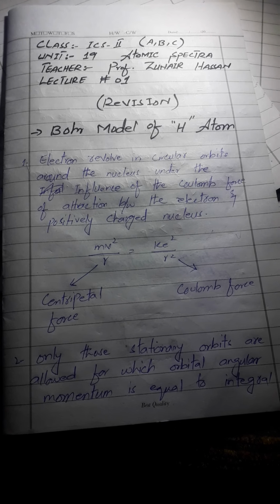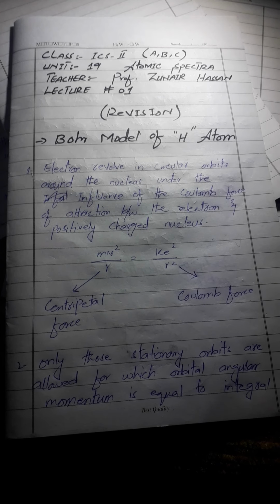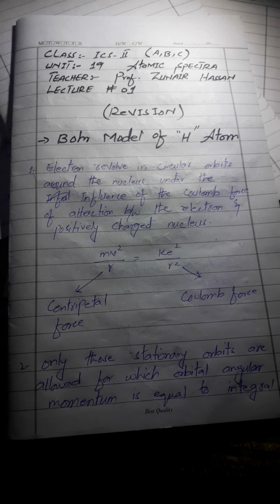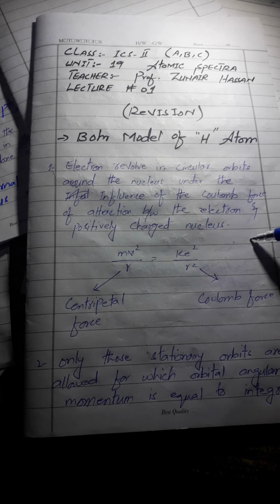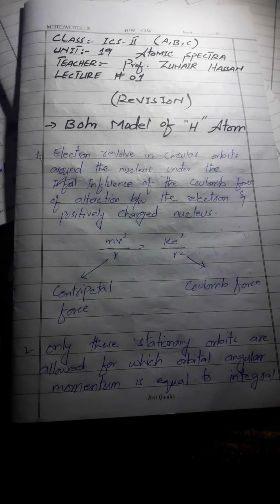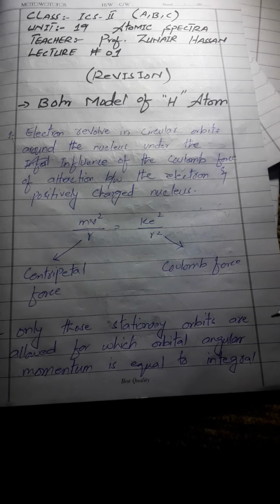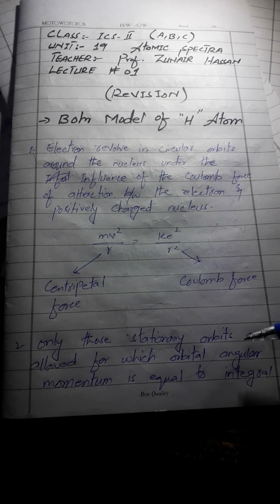Electrons outside the nucleus contain negative charge. Inside the nucleus there are protons, which are positively charged, and neutrons contain no charge. So this was the first postulate, that the electron will revolve because of the Coulomb force. And the second postulate is that only those orbits will be allowed, the stationary orbits, whose angular momentum is equal to an integral multiple of h by 2 pi.